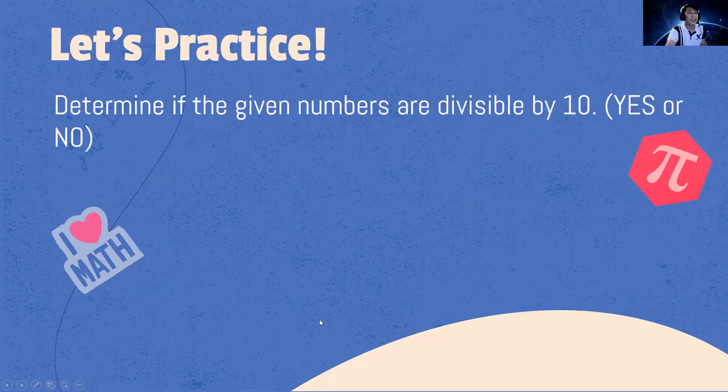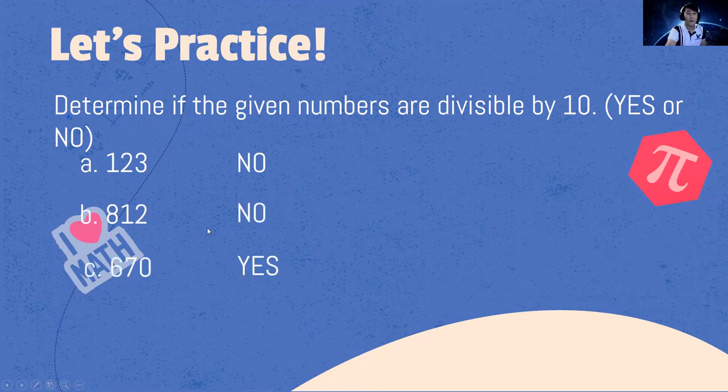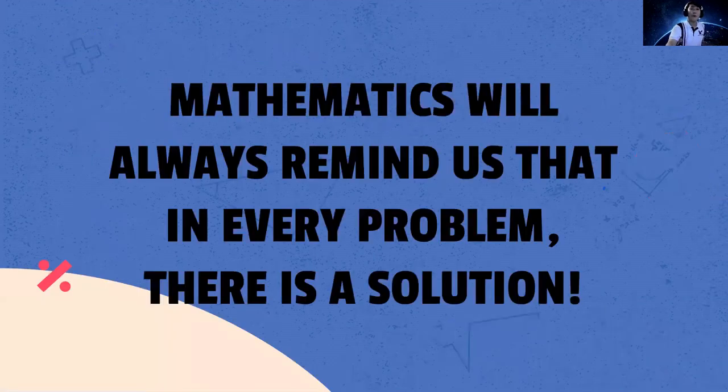Let's have a practice. 123, it is not divisible by 10 because it doesn't end with 0. 812, no. 670, yes, of course. 820, yes. We will know if a number is divisible by 10 if the number ends in 0. As simple as that. Oh, we're finished.